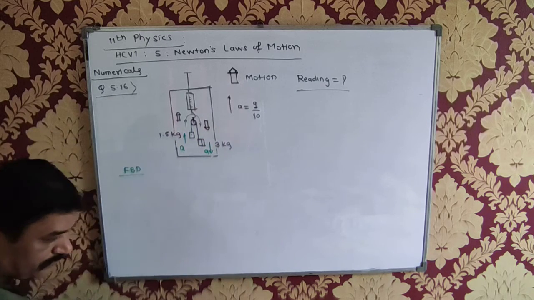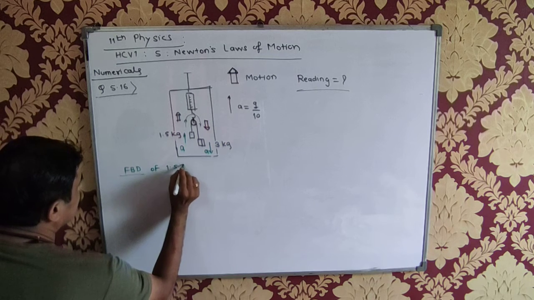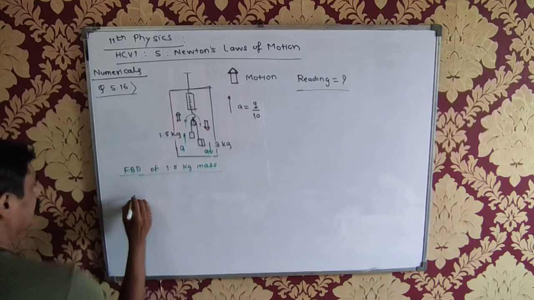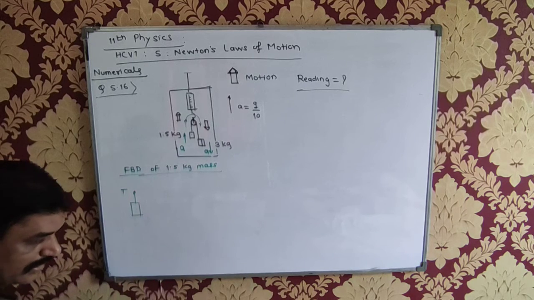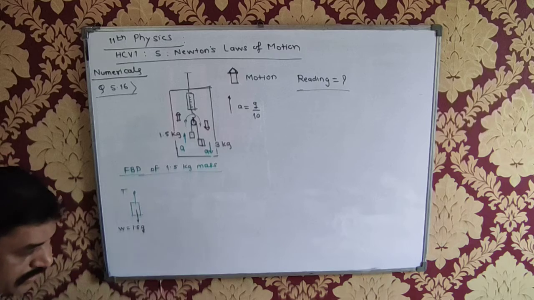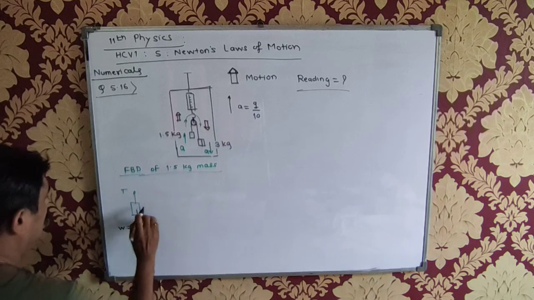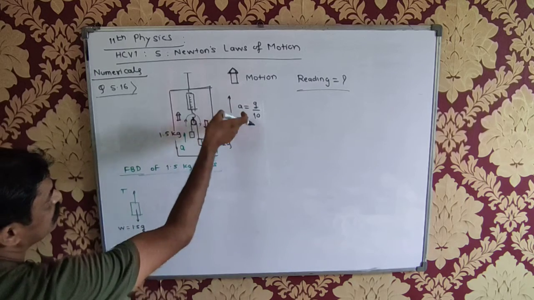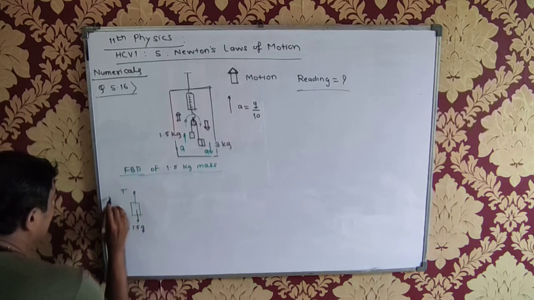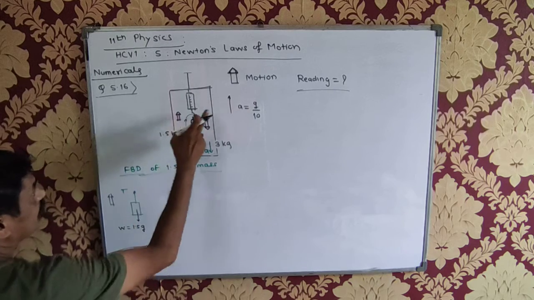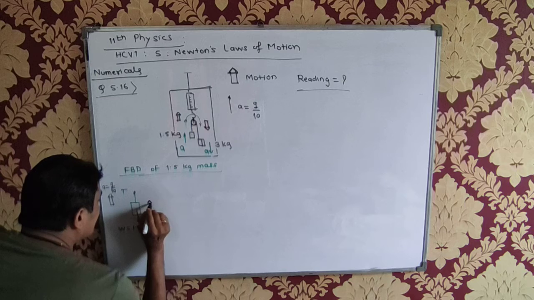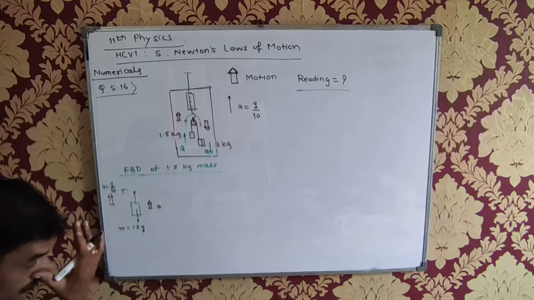if I draw the free body diagram of the 1.5 kg mass, separately. This is the tension T upwards, and this is 1.5 into g, the weight, downwards. Overall, this is going up, right? So overall its motion is upward, and it is going up with an acceleration of g by 10, and inside as well it is going up with an acceleration a, okay.